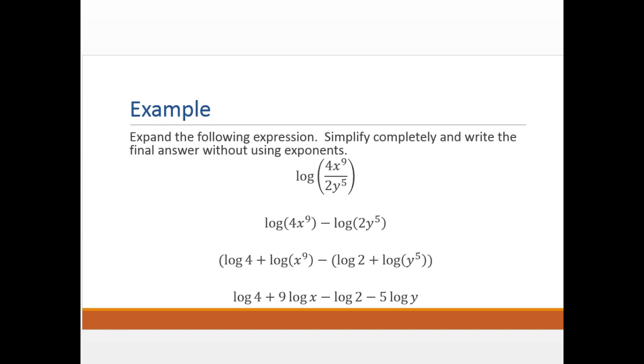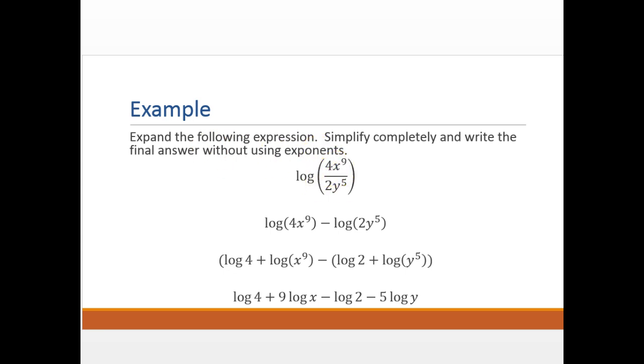Now let's see how we can apply these. I want to expand this. I have log of 4x to the 9th over 2y to the 5th. I want to expand the following expression. I want to simplify completely and write the final answer without using exponents. I'm dividing inside the log.